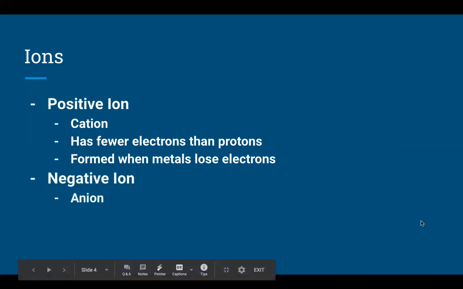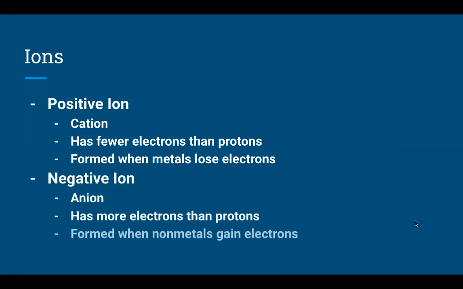Anions are the negative ones. They have more electrons than protons, and they will be formed when a nonmetal gains electrons. The nonmetals are found in the upper right-hand corner. They like to gain electrons in order to achieve stability, making them negative.